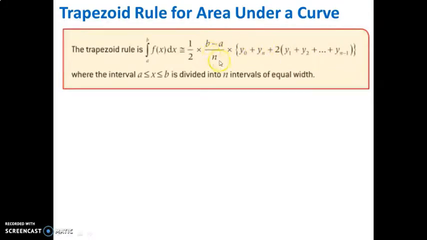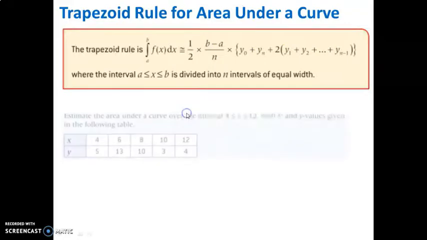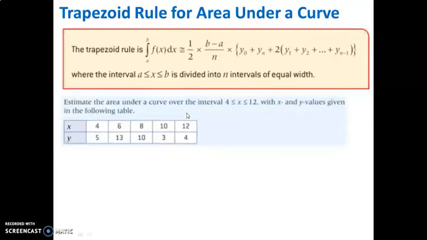In the last one it was 4, but we don't know how many trapezoids we're going to create. So that's n, and there's our rule. That rule can be used to find the area under a curve. Okay, so let's use this in this example here.